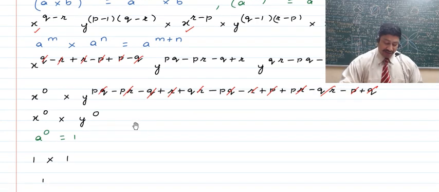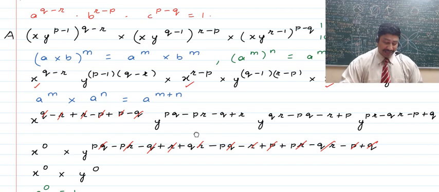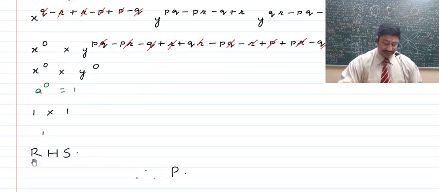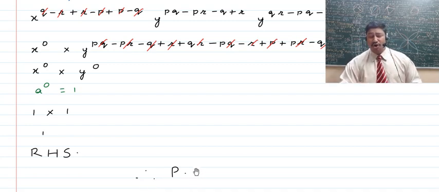Now children, we get the power of x to be 0, the power of y to be 0, and thus as we know that a raised to the power 0, or any number raised to the power 0, is 1, thus we have here 1 into 1, or 1, to be the final answer. And as this is what you are required to prove, therefore you can say that this is the same as the right hand side, and therefore this stands to be proved. Make sure you write proved and not P.